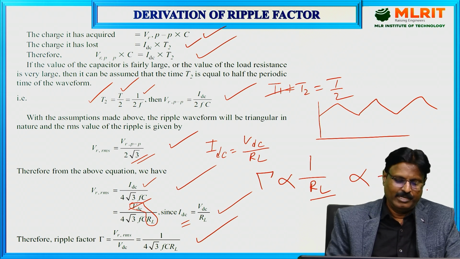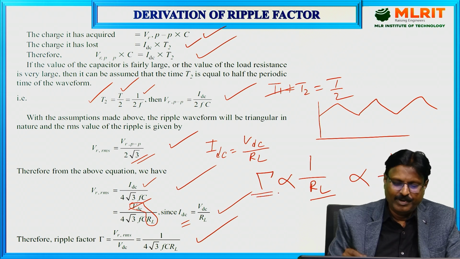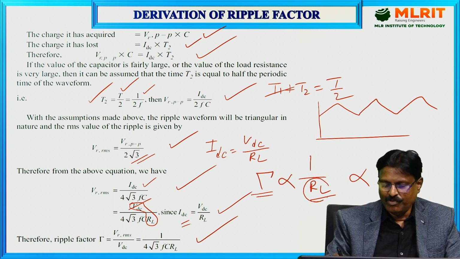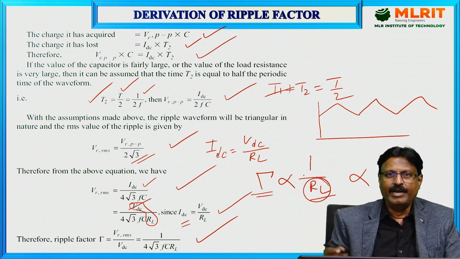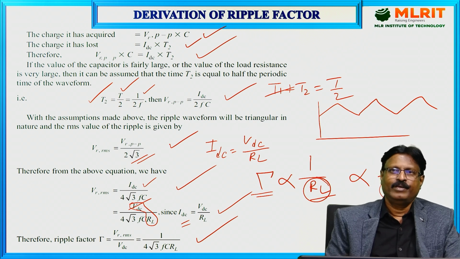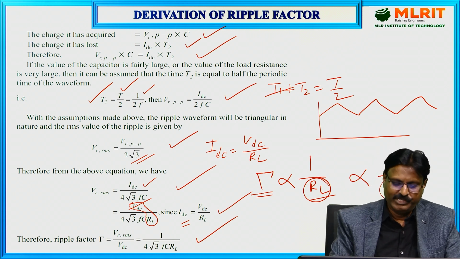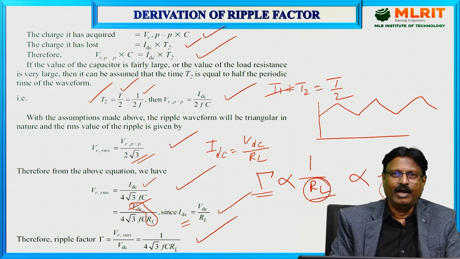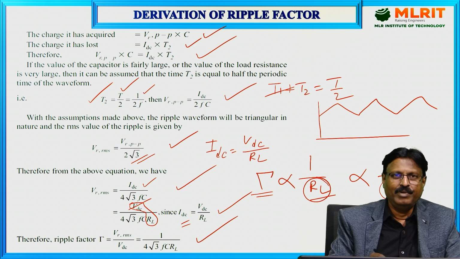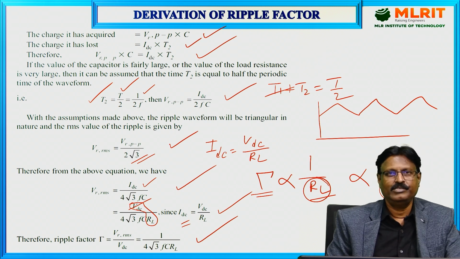So how to minimize the ripple factor here? One option is to increase the value of load resistance RL, and the second option is to increase the capacitance of the capacitor. If you increase the load resistance RL value and the capacitance of the capacitive filter, we can minimize the ripple factor. That is the concluding statement.